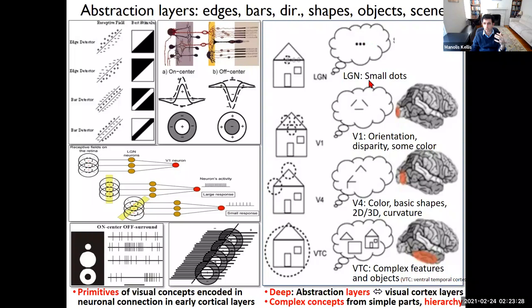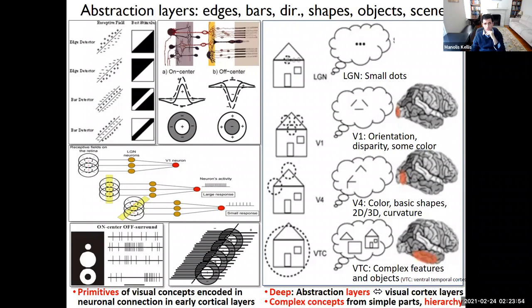And then from these primitives, the higher layers of your visual cortex are sensing from dots to orientation, some color, some basic shapes, curvature, and more complex features. That's where the deep part in deep learning comes in: these abstraction layers correspond to visual cortex layers, and these complex concepts are built from simpler parts, and there's that hierarchy.